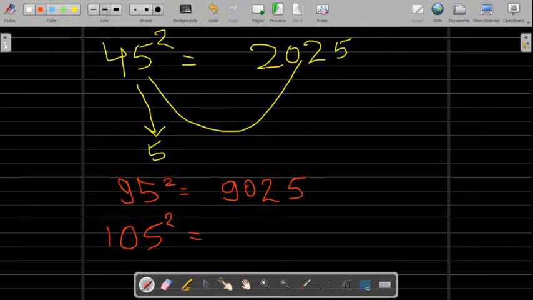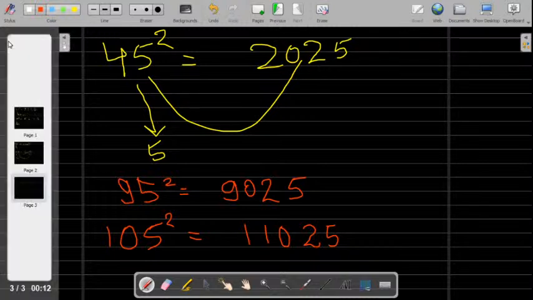So let us go for 105 square. So here what happens? 5 square means 25, but here 5 digits will come, as 100 into 100 means 5 digits will come. So 5 square means 25, then 10 into 11 means 110. So this is the way how we can calculate the square of a given number.